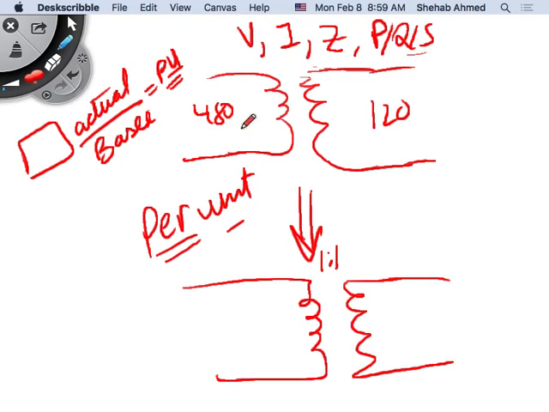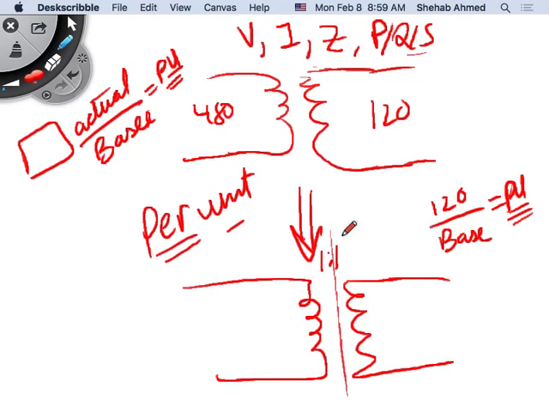So how would I make a transformer look like a 1-to-1 transformer? I will look at the voltage on this side, which is the actual value: 120 volts, divided by some base value, which results in my per unit value. What would be a good base value to choose on the secondary side of this transformer? I want this to look like a 1-to-1 transformer, so I will choose 120. If I choose the base value to equal the voltage rating of the transformer, then my per unit value of voltage on this side of the transformer is 1.